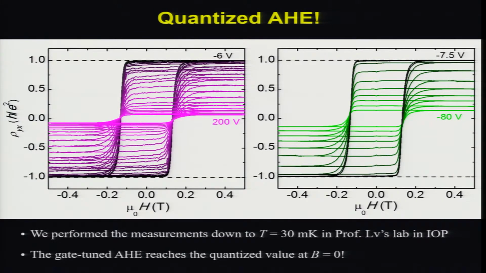But if you apply the gate voltage in either the positive or negative direction, you can see the Hall resistance decrease, because it's moving away from the quantized regime. So this figure tells us that by gate tuning, we can get a quantized anomalous Hall effect, just as expected. In theory, it's almost like a square-shaped anomalous Hall curve.